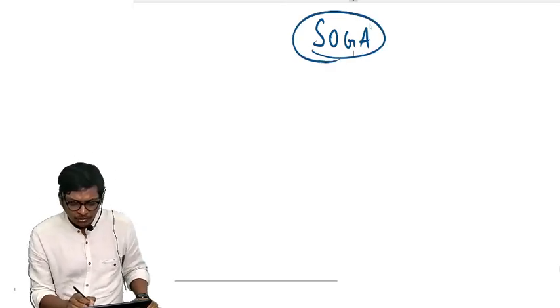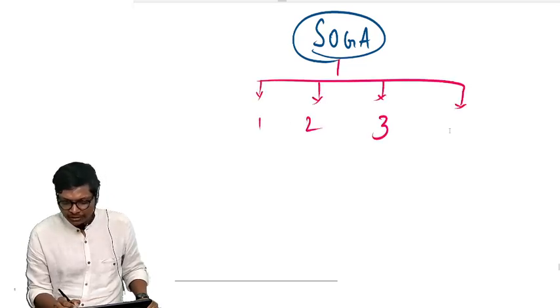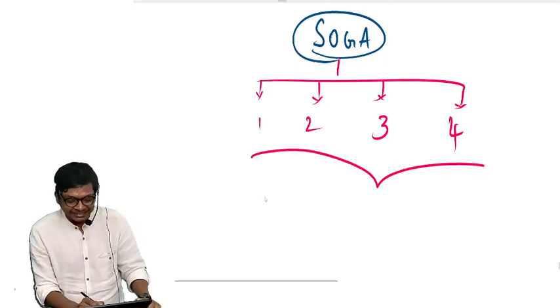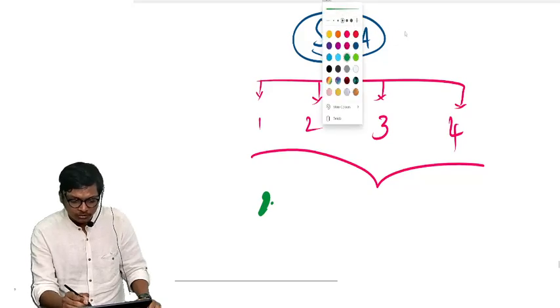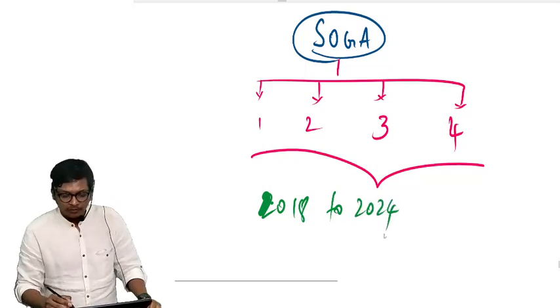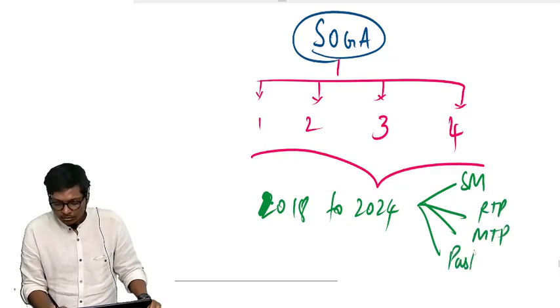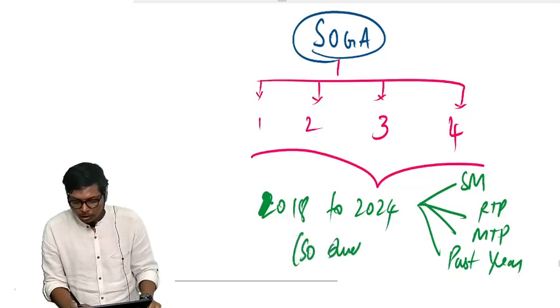This session we are going to learn Sale of Goods Act. Sale of Goods Act totally has how many units, sir? 4 units. From these 4 units, we have summarized the last 6 years, from 2018 till 2024, from 4 sources: study material, RTP, MTP, and past years. We have summarized around 50 questions.